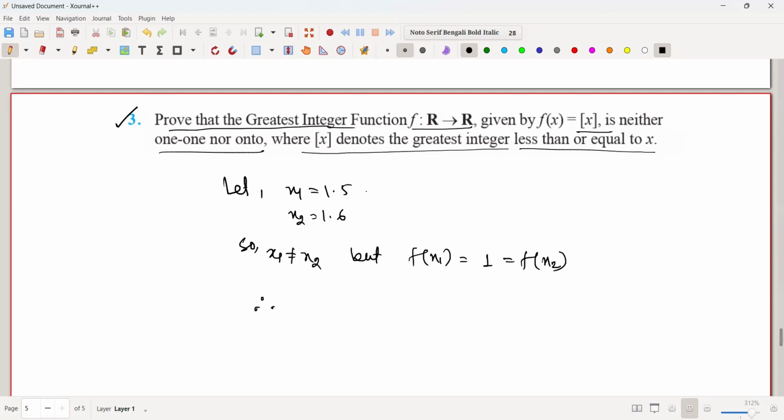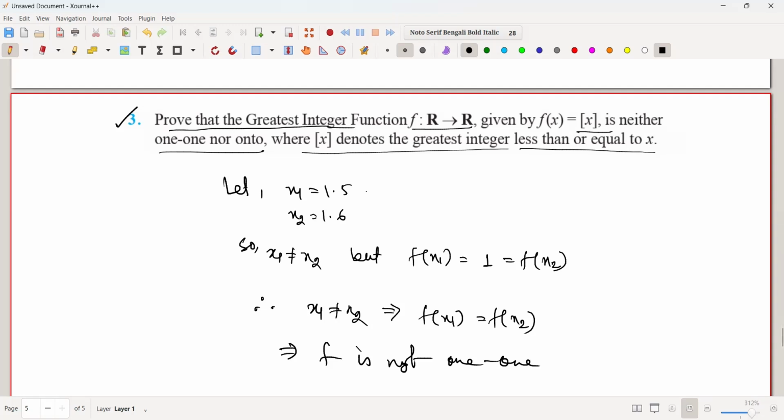Therefore f(x1) equal to f(x2) does not imply x1 equal to x2. Or here we will write the reverse: x1 not equal to x2 does not imply f(x1) not equal to f(x2). So that implies f is not a one-one map.